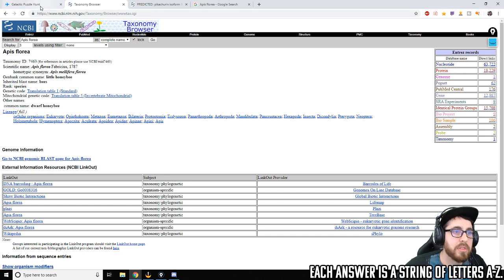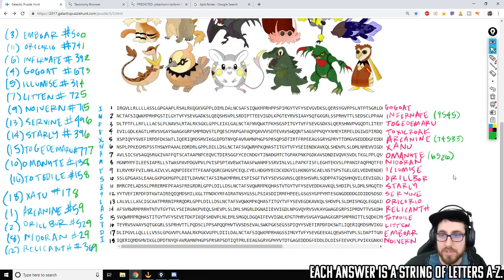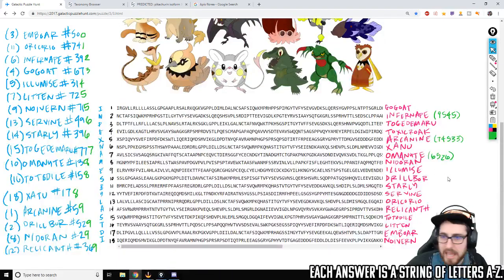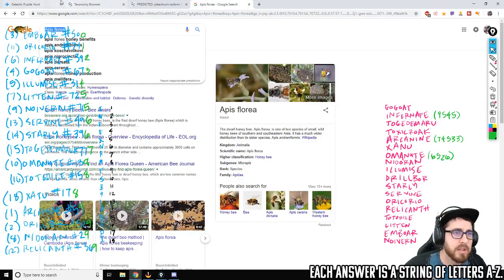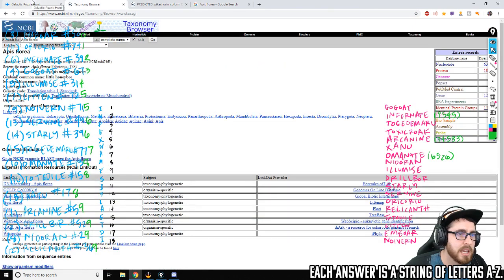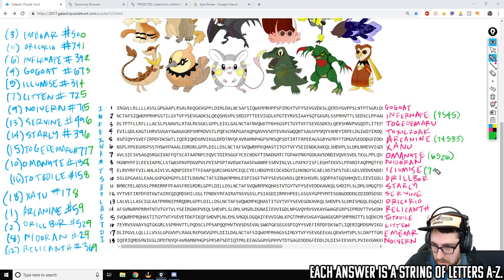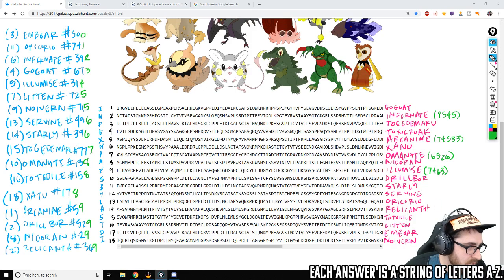7463 for the B, which is number 5, which is Illumise. 7463. Check them one more time. 7463 for the B. Excellent. Seven, 4, 6, 3.